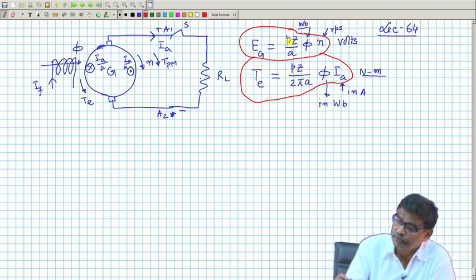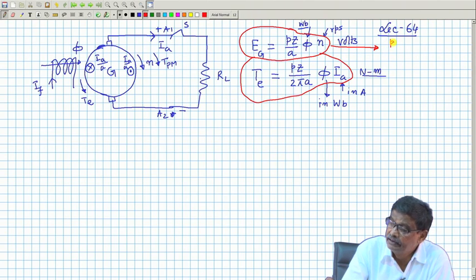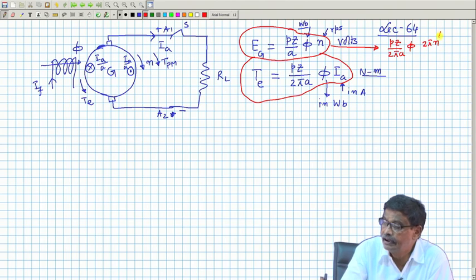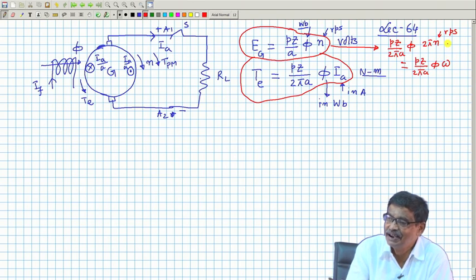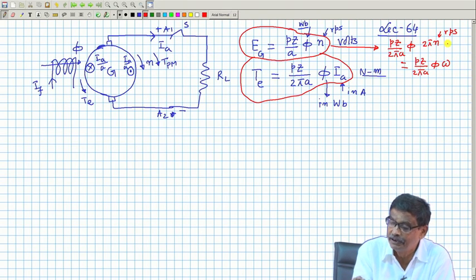Sometimes what people do is this expression can also be written as P z by 2 pi A into phi into 2 pi n. I can do it like this, n is in RPS, I told you, and this is nothing but P z by 2 pi A into phi into omega. Radian per second, if you express this speed, then these two constants will be equal.